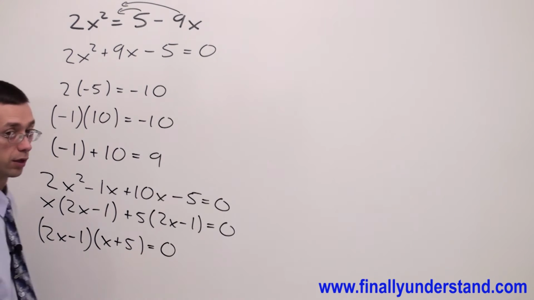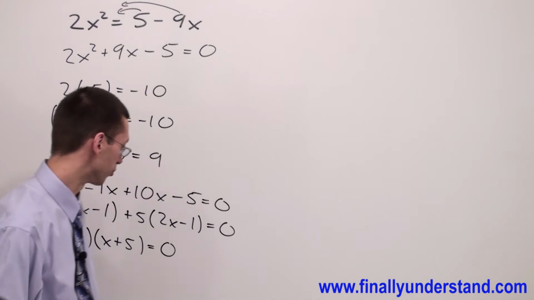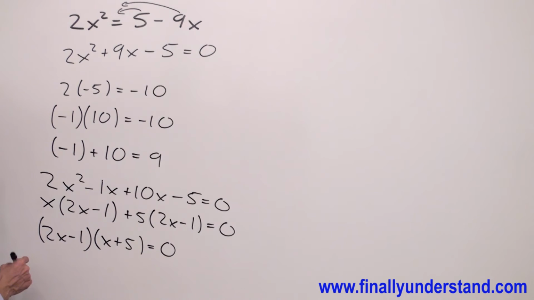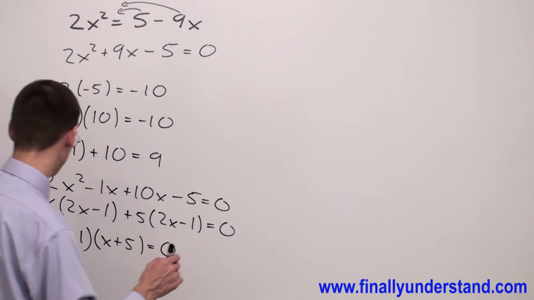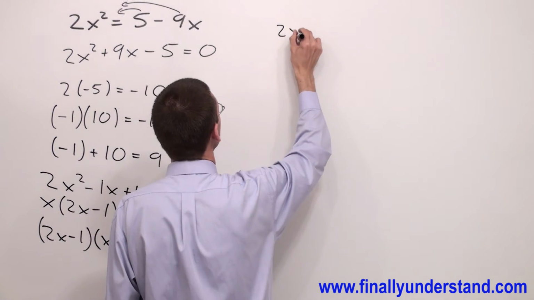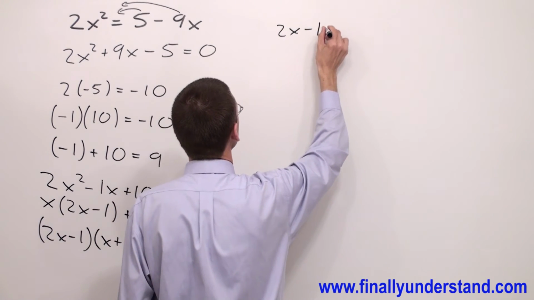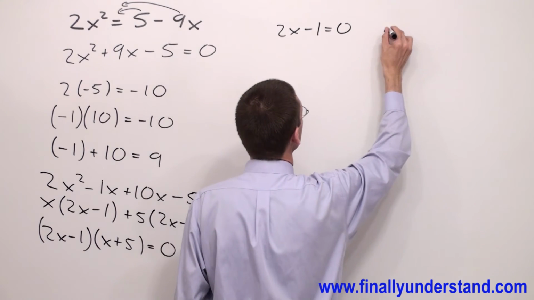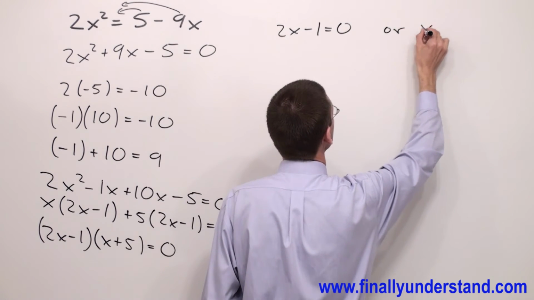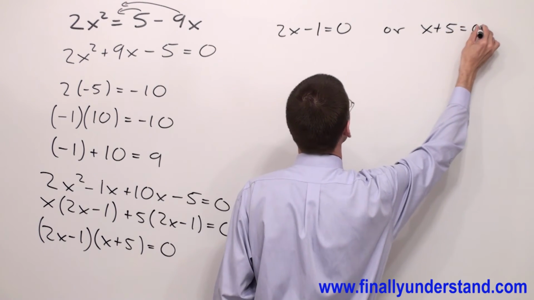As you can see, knowing how to factorize is very important in order to solve quadratic equations. Next, you're supposed to realize that in order to make this equation balanced, you have to make, let's say, one of these factors equal to 0, or both of them supposed to be equal to 0. So I'm going to write 2x minus 1 is equal to 0, or x plus 5 is equal to 0.